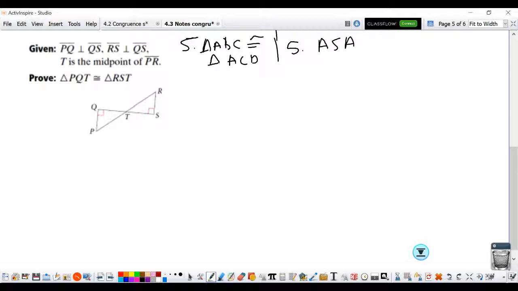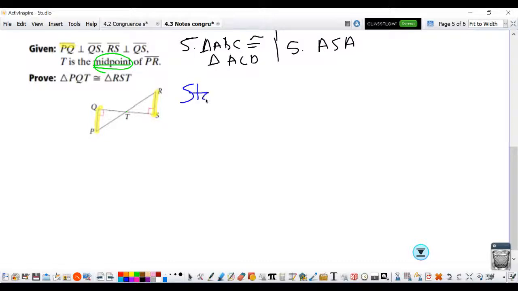Okay, our last proof. Given that segment PQ is perpendicular to QS and RS is perpendicular to QS, we're going to have to state that angle Q and angle S are right angles and that they are congruent. And we also know that T is the midpoint. Oh, here we have that definition again. We can't say that two sides are congruent until we define midpoint. All right, so prove the two triangles are congruent.